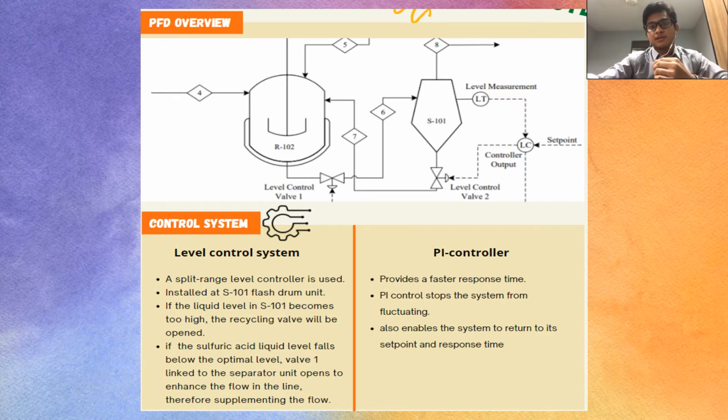And since this is a split range level control, two kinds of situations will occur. Number one, if the liquid level is above the optimum level, which is 3.5, the recycling valve will be open. And the second situation is if the liquid level is below the optimum level, valve number one will be open based on the control signal being sent by the transducer and sensor. These two situations are referred to as split range control, in which the same controller is used to control two different components. Thank you very much.